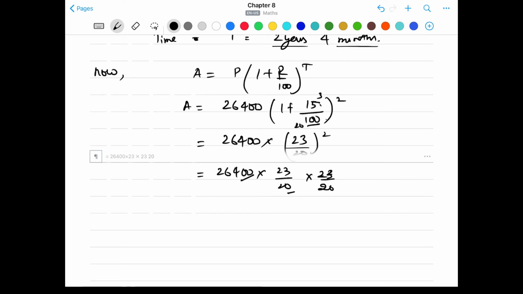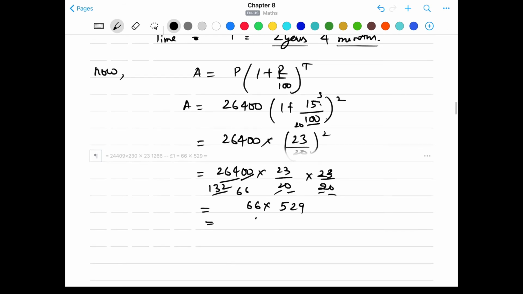The 2 zeros from here will cancel the zeros here. This 20 will give us 132, and this other 20 will give us 66. So what we are left with is 66 into the square of 23, which is 529. Multiplying 66 by 529, you will get 34,914 rupees. So this is the amount after the 2 years.